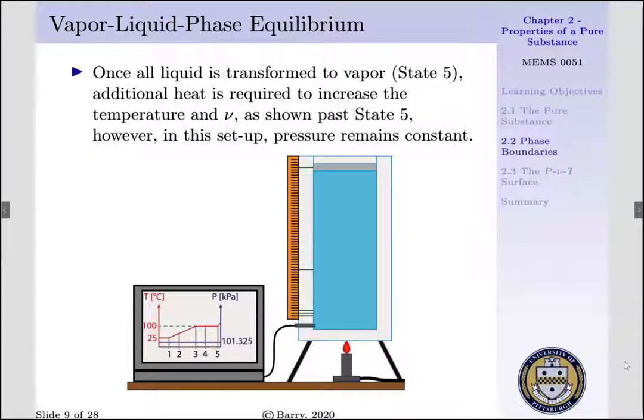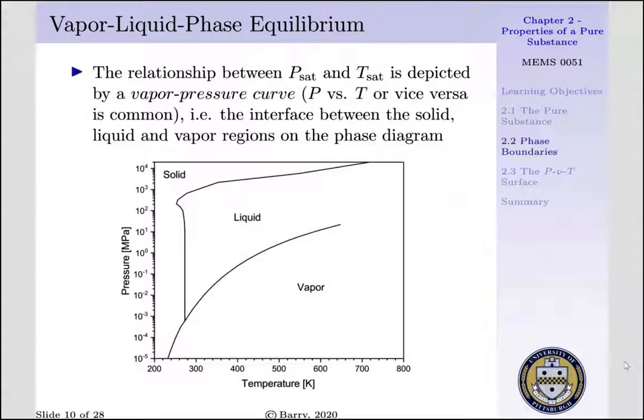Once all the liquid is transformed into our vapor state, additional heat is required to increase the temperature and specific volume of our system, and this is represented as state 5. Now, once we add more heat, our vapor is going to become superheated, and our temperature is going to increase while our pressure remains constant within the setup. Now, this experiment illustrates a very important relationship between our pressure, temperature, and specific volume.